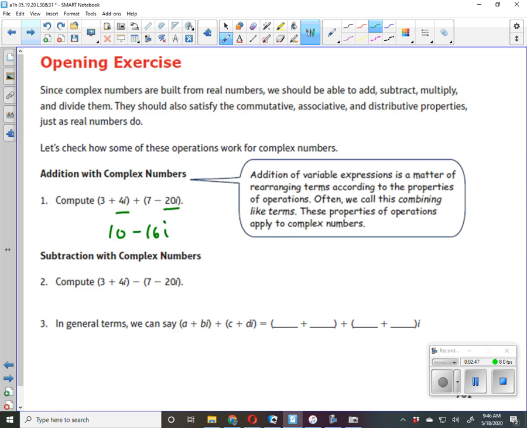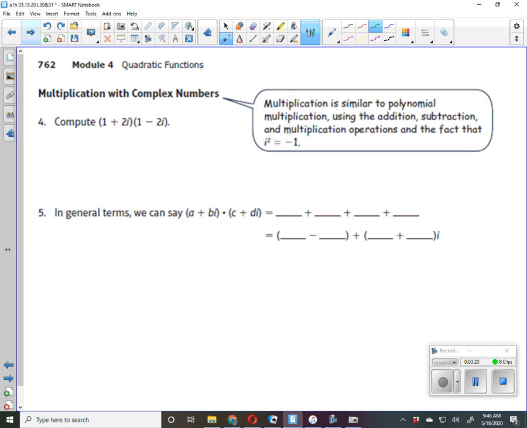For subtraction, you might want to consider distributing. 3 plus 4i minus (7 plus 20i), if you want. That becomes 3 minus 7, which is negative 4, and 4i plus 20i is plus 24i. How you think that through is up to you. Make sure you pay attention to that negative sign. It has to be distributed to both terms. If you don't do that, you're going to end up with some mistakes.